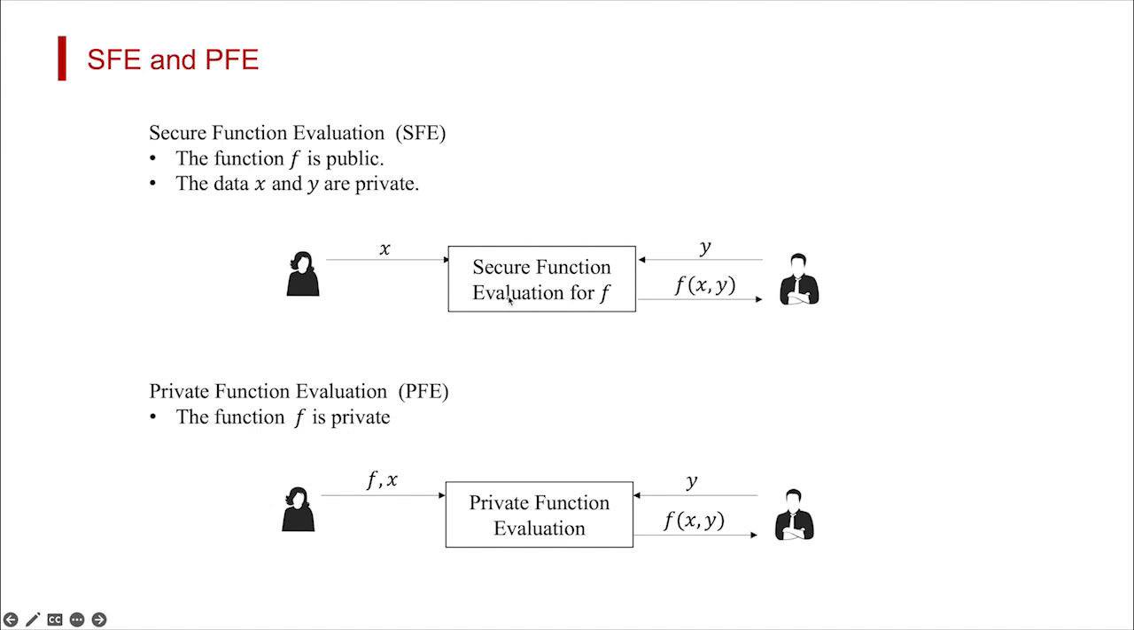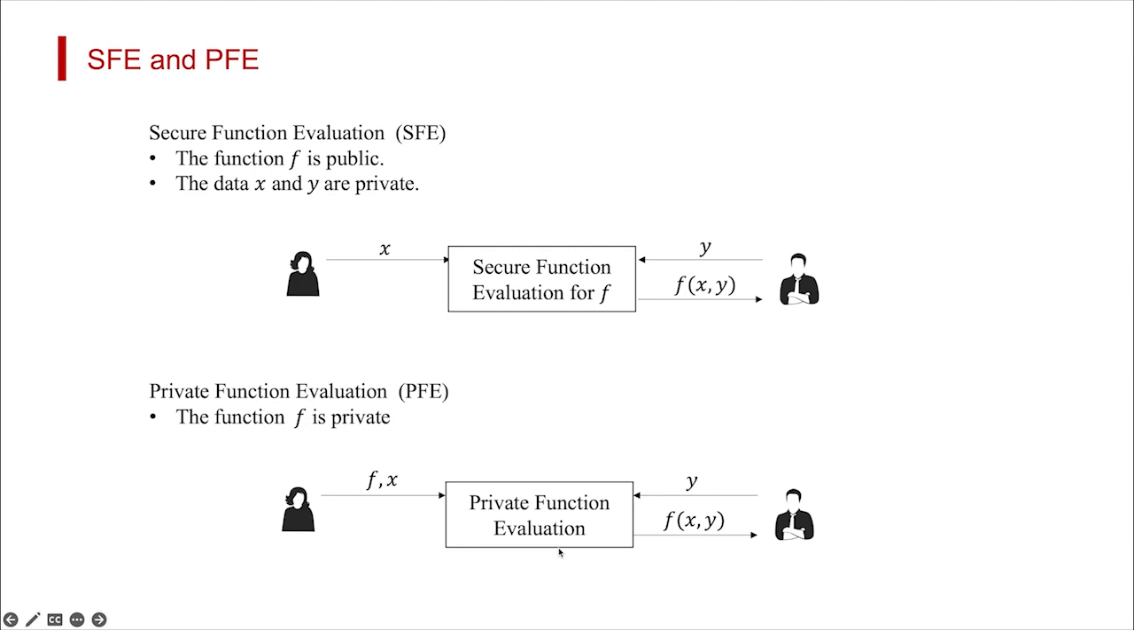In SFE, the function is not private knowledge of any participant, but an open function that all the parties agree to compute. Suppose there are parties Alice and Bob. Alice has private data X. Bob has private data Y. At the end of SFE, Bob is given f(x,y). Alice can also get f(x,y), but any party's private data is not disclosed to any other parties.